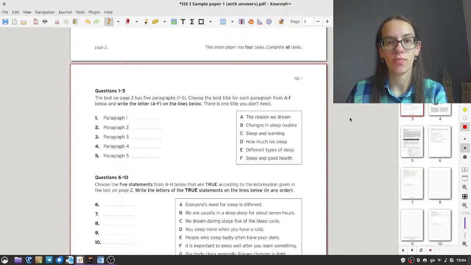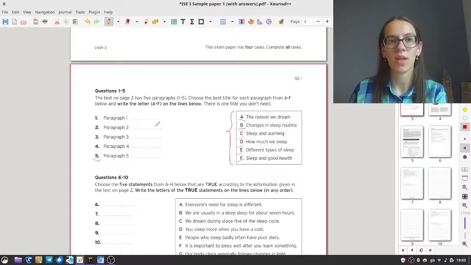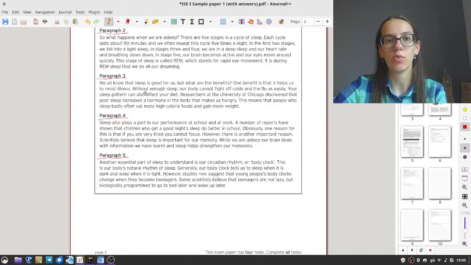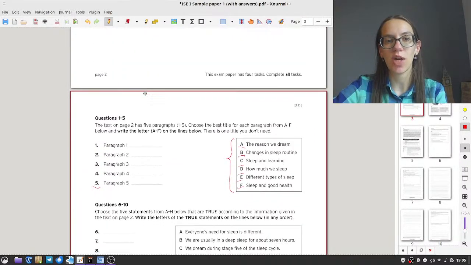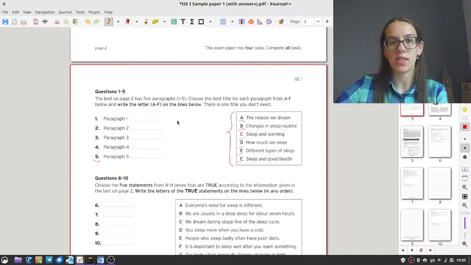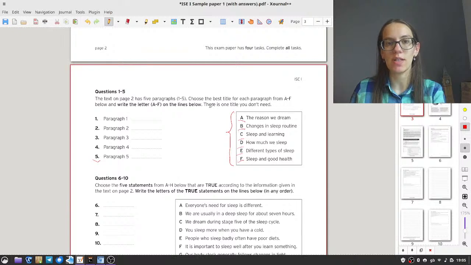from A to F below. You can see here there are options, and you can count the options. So if we count the options, it's 1, 2, 3, 4, 5, and 6 options. And how many paragraphs have we got? Well, we know that we've got 5 paragraphs in the text, and if you look at the actual text here, you also see there are 5 paragraphs, but 6 titles. So 1 title, you don't need it. You don't use one of the titles. You can see it in the task. Yes, there is 1 title you don't need.